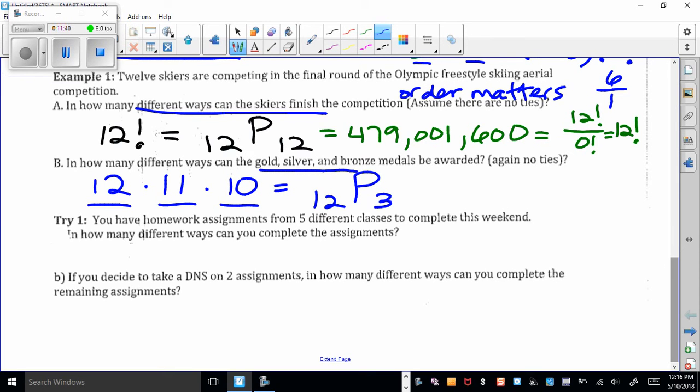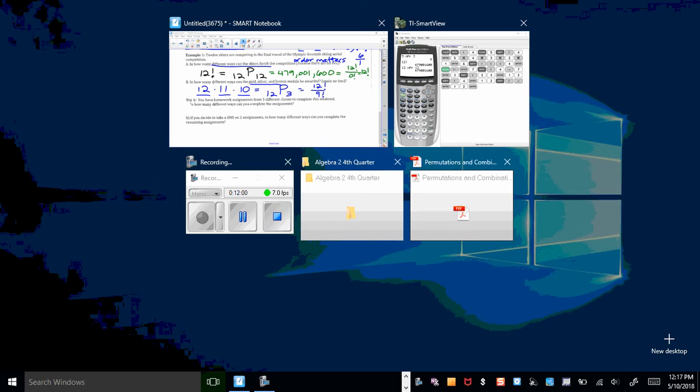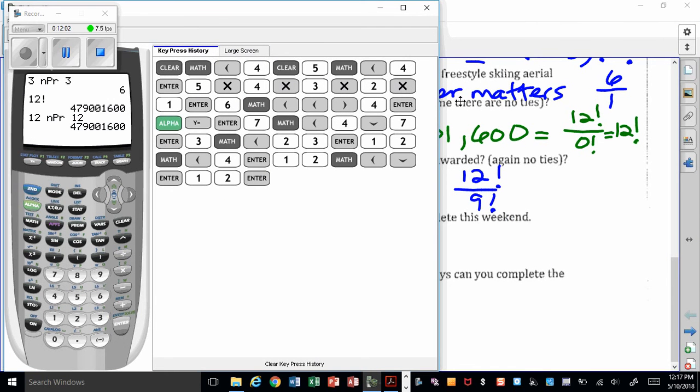With our formula, that would be 12 factorial divided by 9 factorial. Notice the 9, 8, 7, 6 got divided out because we only wanted the first 3. If we look at that on the calculator, go 12p3. You want to practice typing this in: 12, then the probability menu, permutation, and then 3. We hit enter, so 1320.